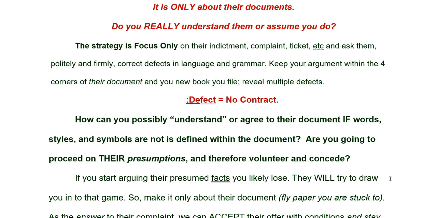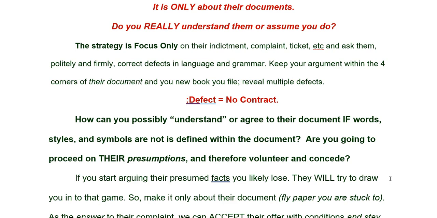So our strategy is to focus only on their indictment, the complaint, the ticket, and ask them politely and firmly, never accusing, to correct the defects in language and grammar. And we show them what those are. And keep your arguments within the four corners of their document. Four corners rule. In other words, keep it within the four corners of the document. It's the document that's got you there. And when we reveal the defects, well, a defect equals no contract.